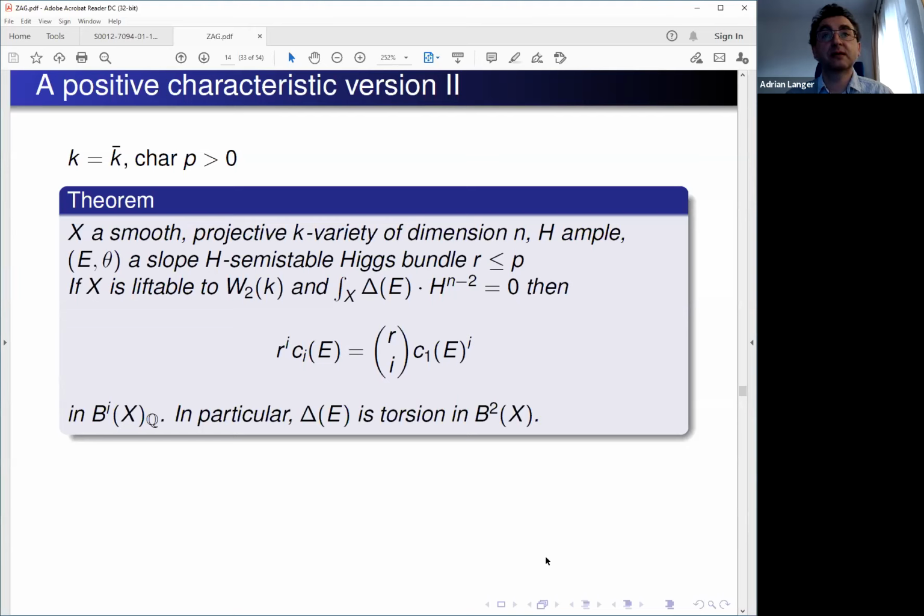Yes. So here all these equalities are in CH^i(X) tensored with Q, and here if you take i equal to 2, then this means exactly that the discriminant is torsion in CH^2. And in general, you have some conditions. So in particular, if you assume that the first Chern class vanishes and the second Chern class vanishes, then you know that all the Chern classes are torsion.